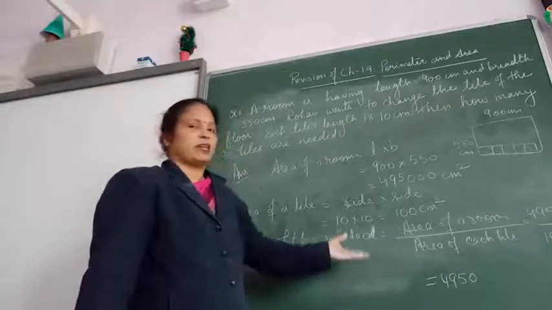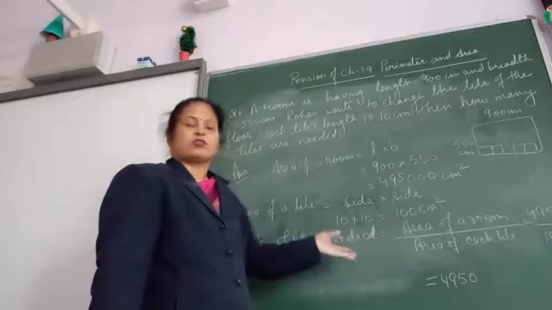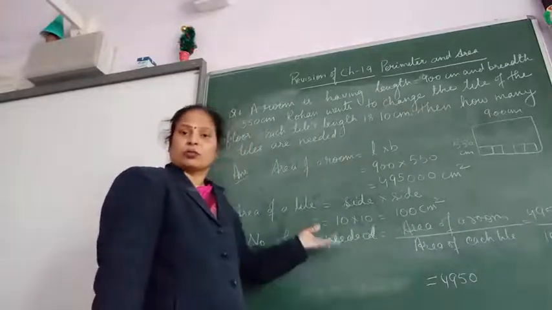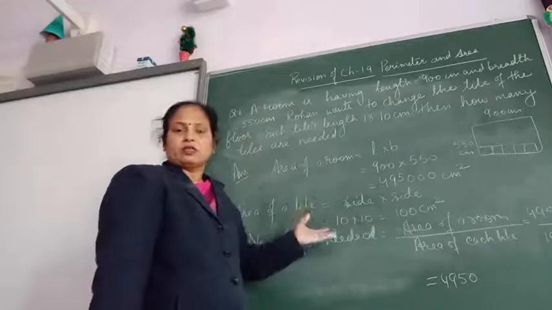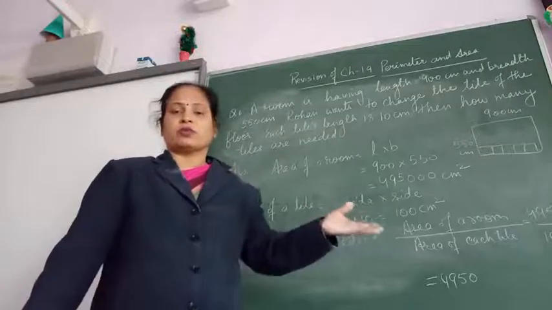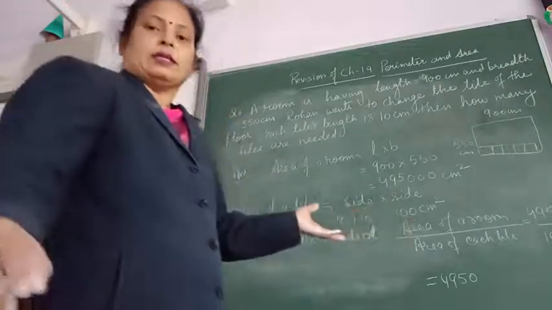Suppose it says one tile costs 5 rupees, so you just multiply with 5, you will get the money also, how much money you have to pay for the number of tiles, 4,950. So in this way children, we can solve the word problems on perimeter and area easily.